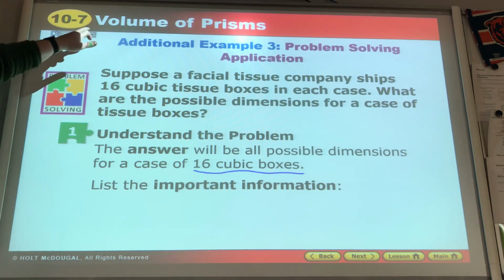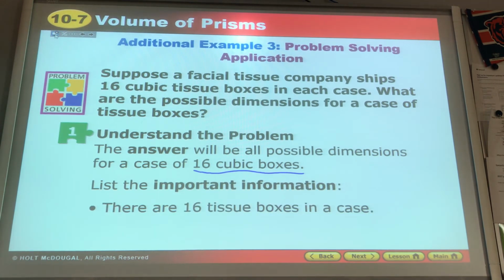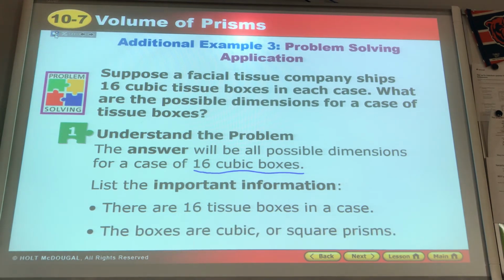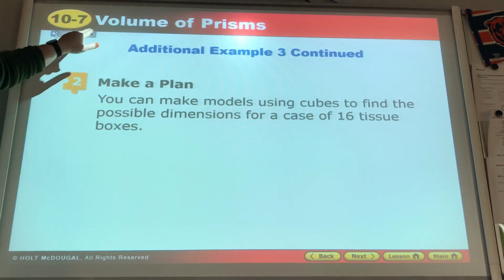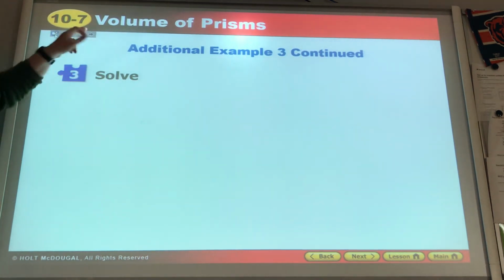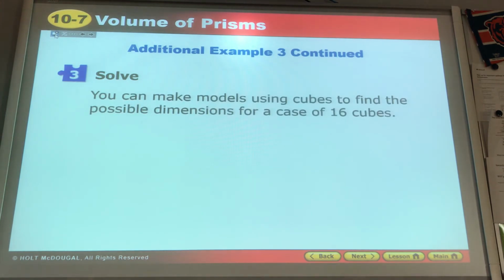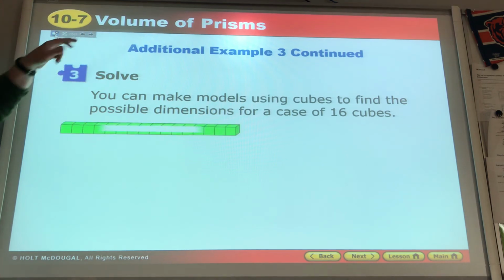List the important information. There are 16 tissue boxes in a case. The boxes are cubic or square prisms. They're cubes. They're the same on all sides. So, let's make a plan. You can make models using cubes to find the possible dimensions for a case of 16 cubes.